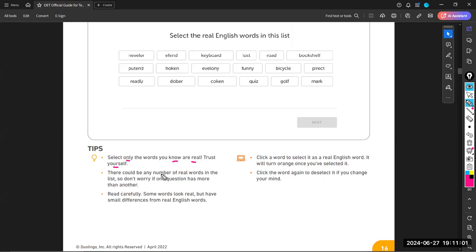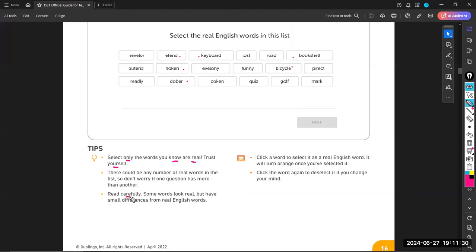There could be any number of real words in the list. Maybe you have to select only 4 words, maybe 8, maybe 10, 2, 4, 5, 3. There is not a standard number of words. Bravo. There isn't a specific number of words you have to select all the time. Maybe 2, maybe 10. Okay?